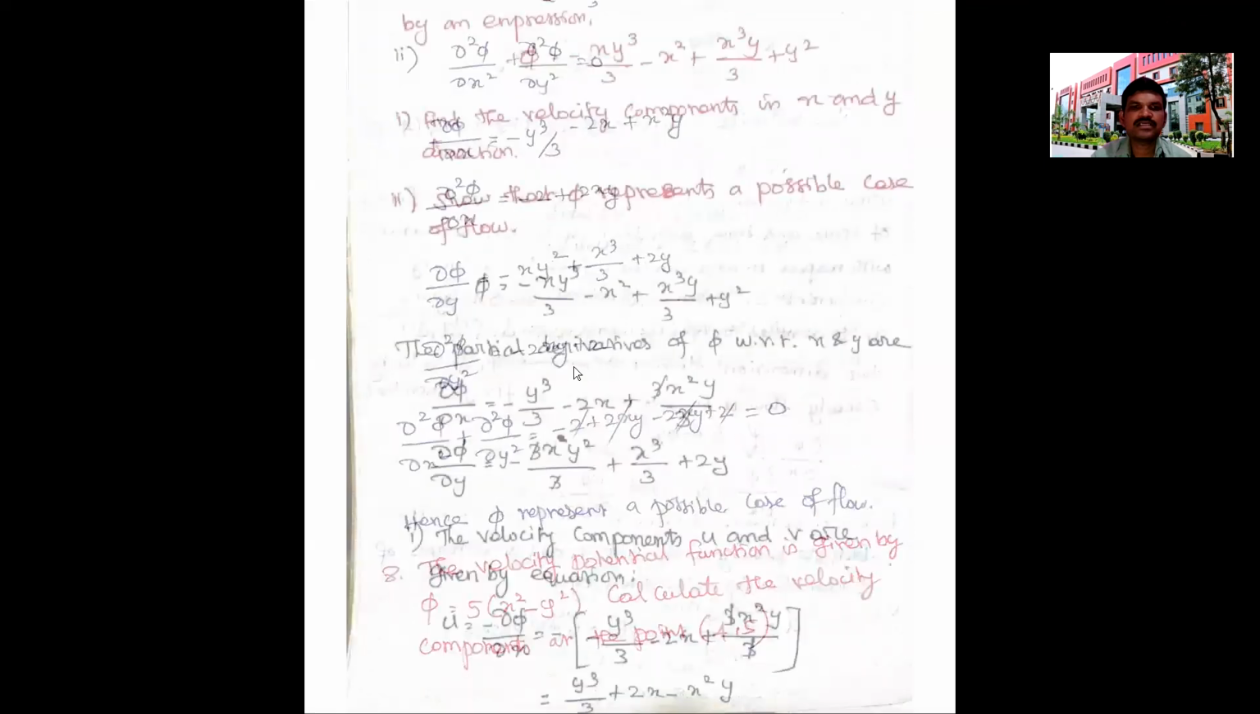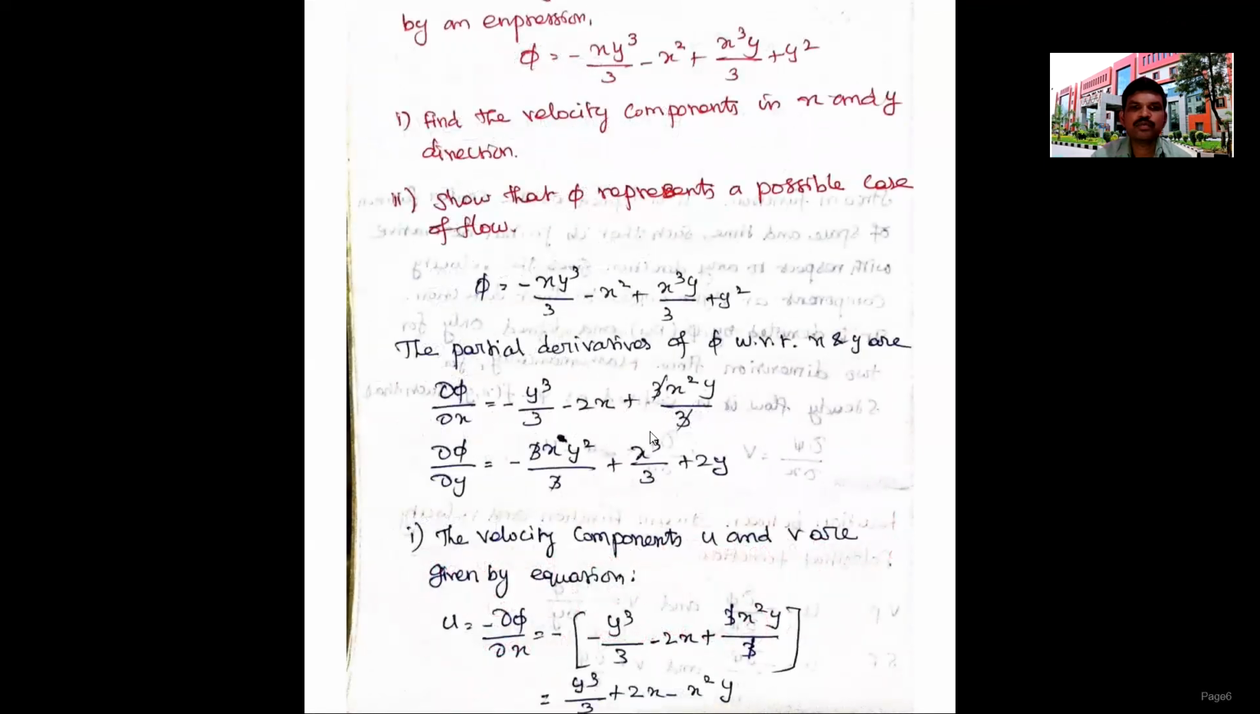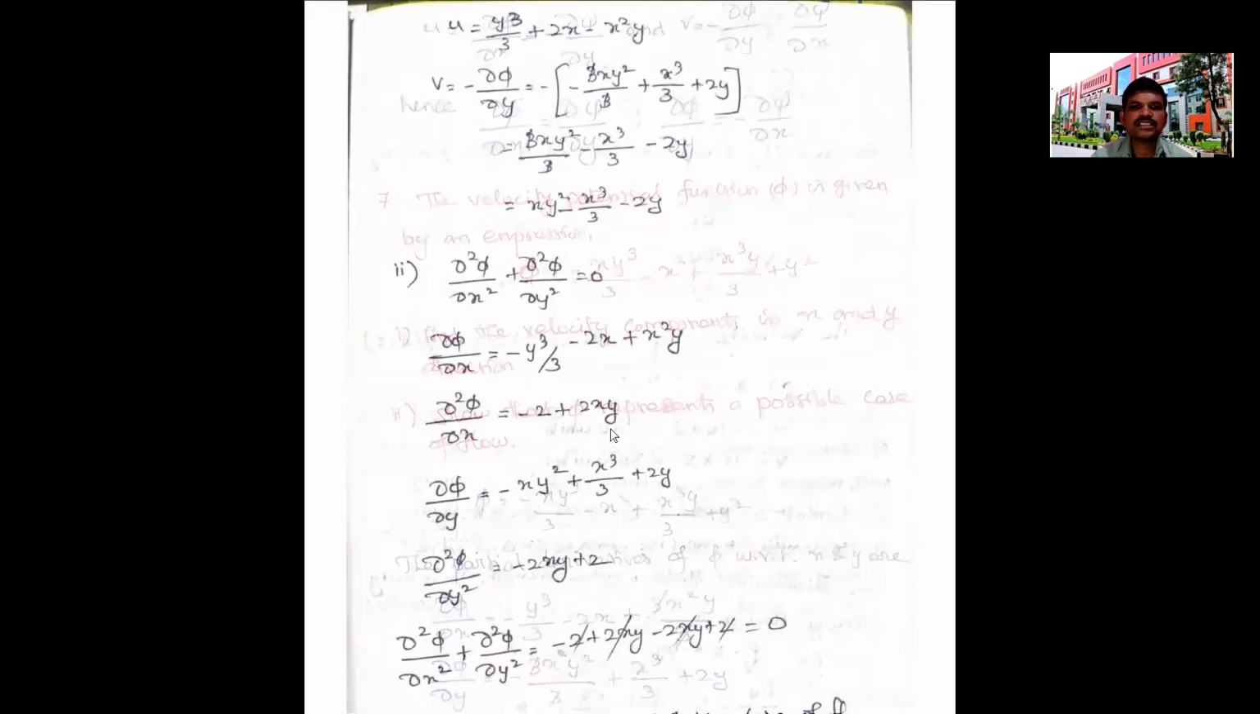First time, ∂φ/∂x. This we already calculated previously. Here you can see ∂φ/∂x and ∂φ/∂y, we already calculated, so just write that. Next, again we have to do partial differentiation one more time.